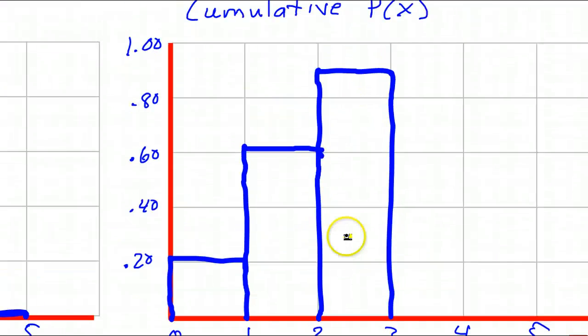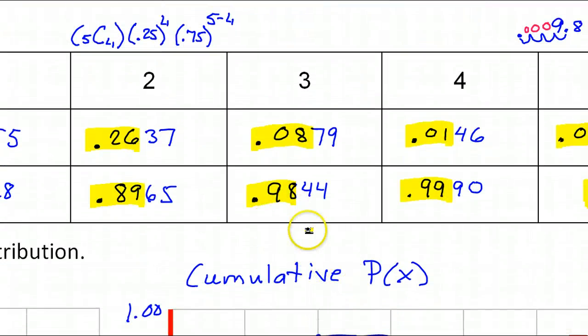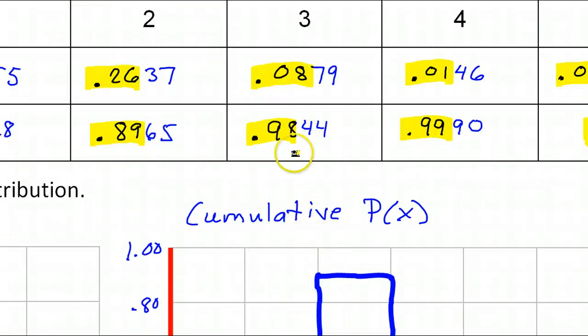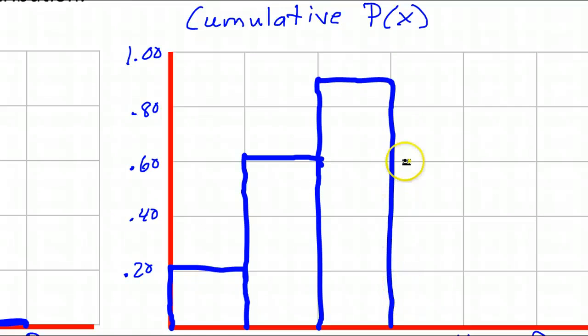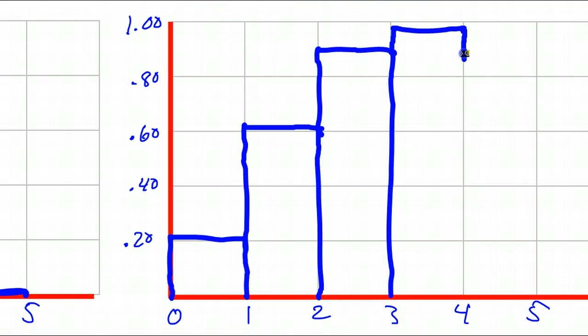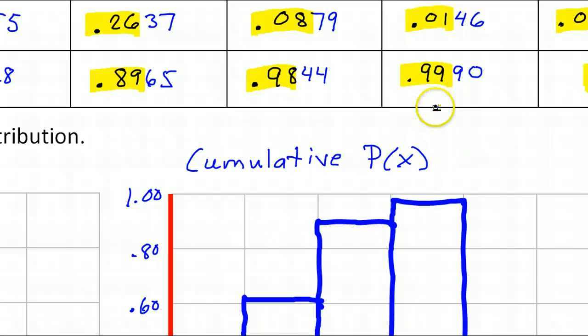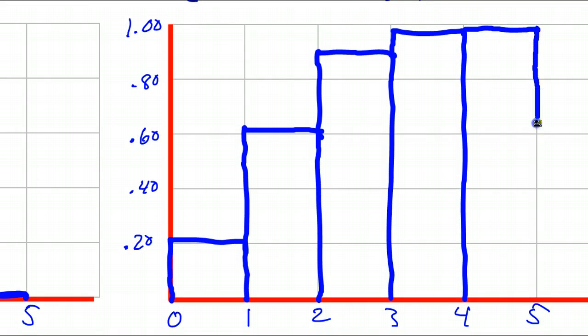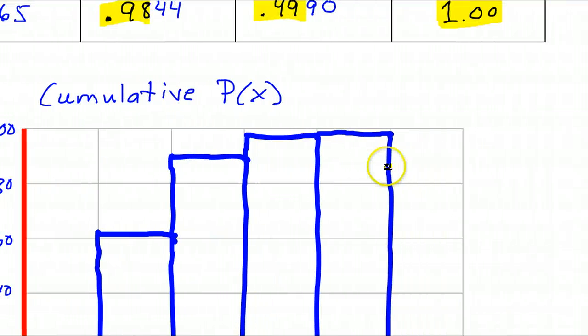Okay, and let's see, number 3 is 0.98. Okay, that's really, really close to 100 already, 98. Okay, so that's going to be like here. Okay, and then number 4 is 99. So just microscopically higher. And then number 5 is 1.0. Alright, it's 100%.